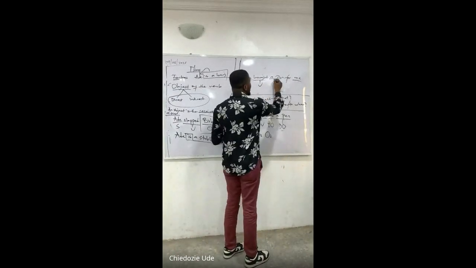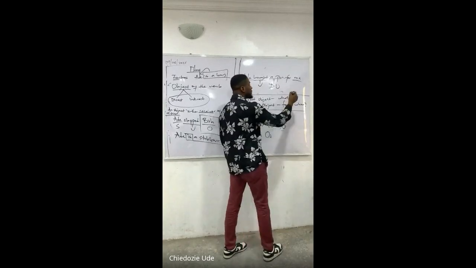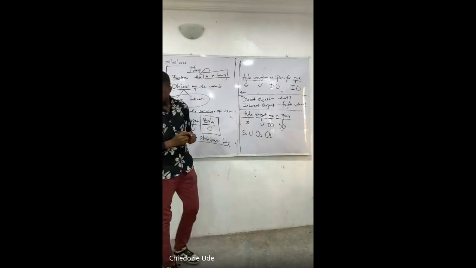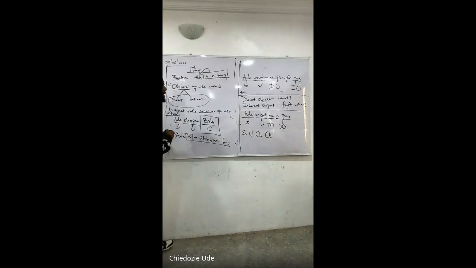So if we have, are they bought a pen? Are they bought what? A pen. So this is what? Direct object. Who will buy for me? This is what? Indirect object. Are they bought a pen for me? Direct and what? Indirect object.